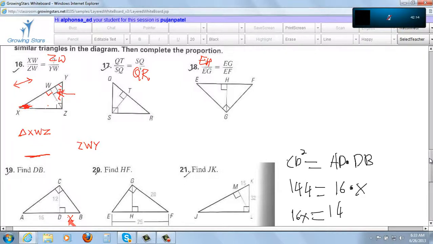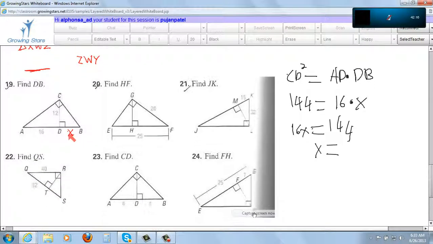X equals, let me check. Nine. Okay. What about the next one?